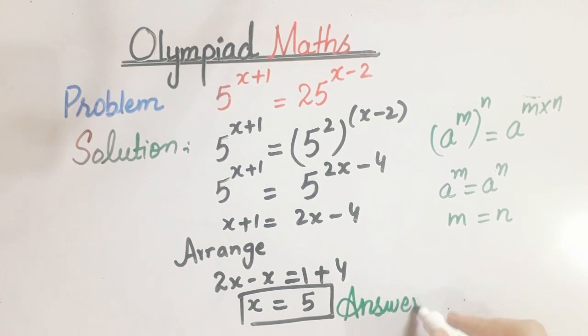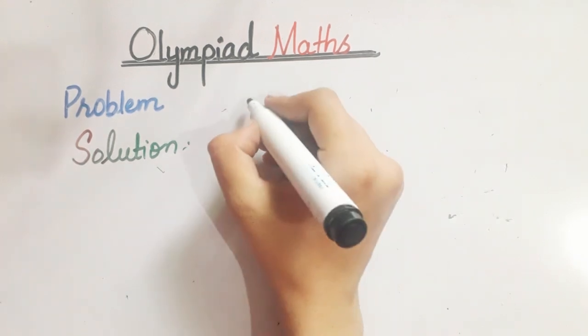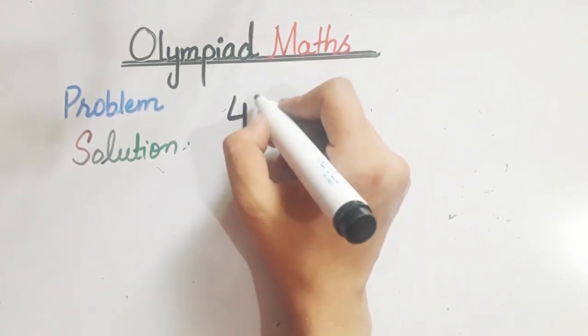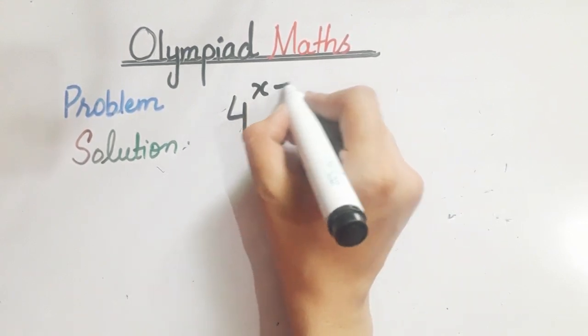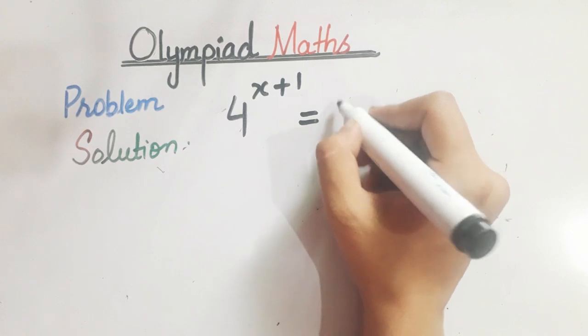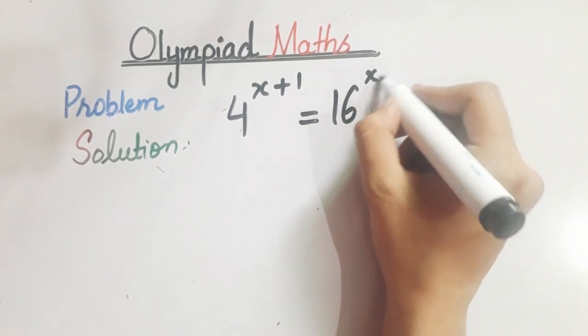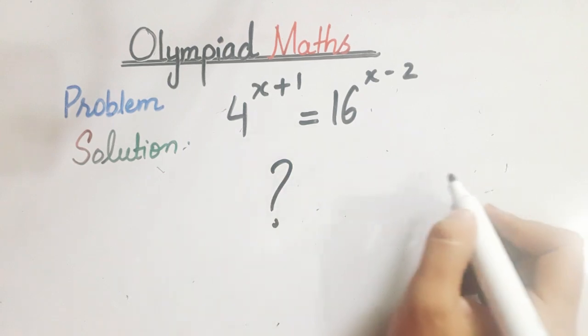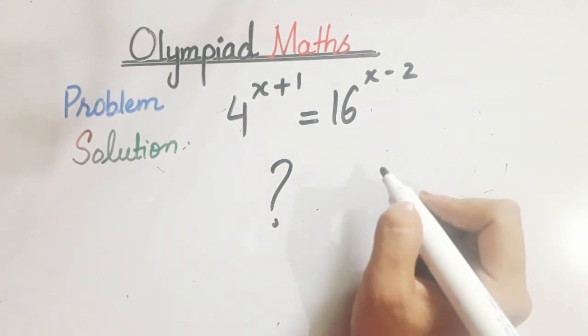Now in the last, I will assign you a bonus question, and you will solve it and write the answer in the comment section. So the question is 4 raised to power x plus 1 equals 16 raised to power x minus 2. You will solve this and write the answer in the comment section.